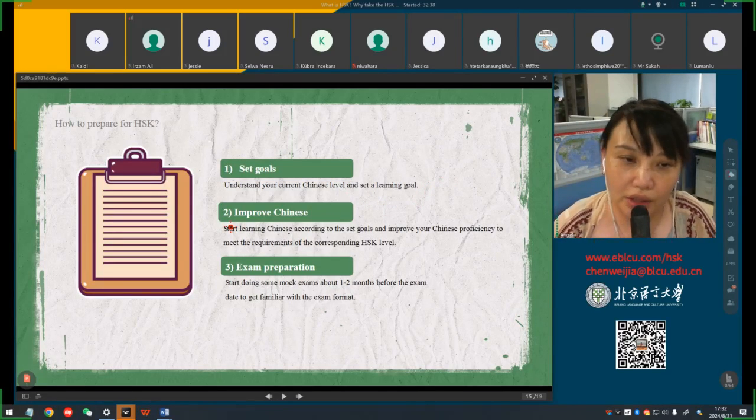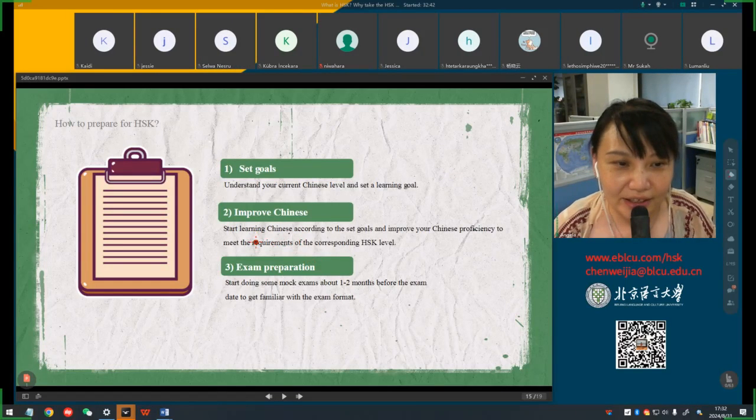And step 2, you need to improve your Chinese. Start learning Chinese according to the goal that you set and improve your Chinese proficiency to meet the requirements of the corresponding HSK levels. So that's the most important part, to improve your Chinese level first. And number 3 is the last part, exam preparation. So you can start doing some mock exams about 1 to 2 months before the exam date to get familiar with the exam format.